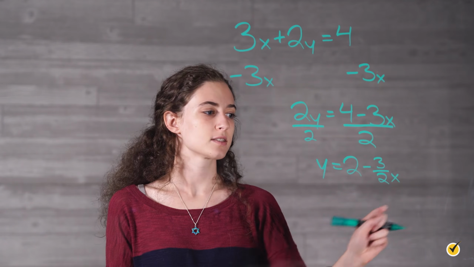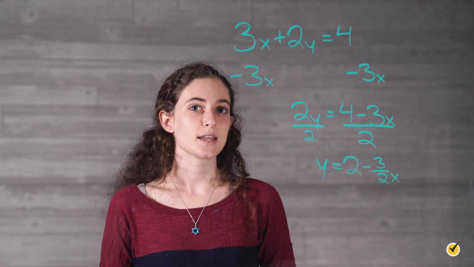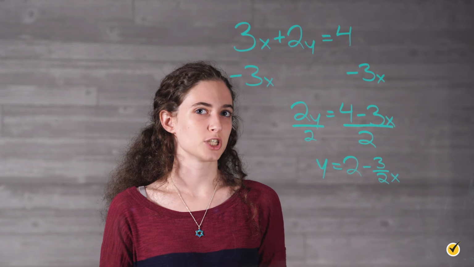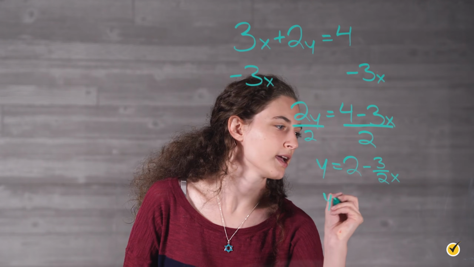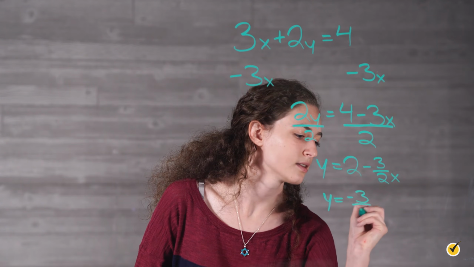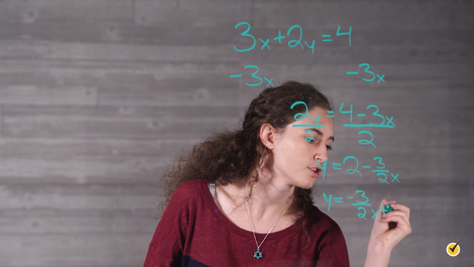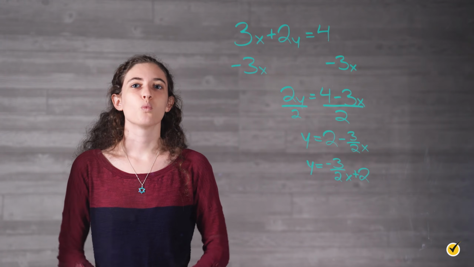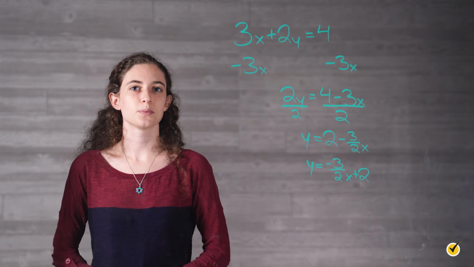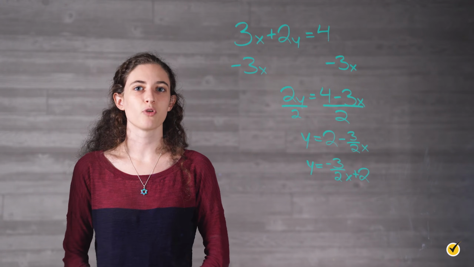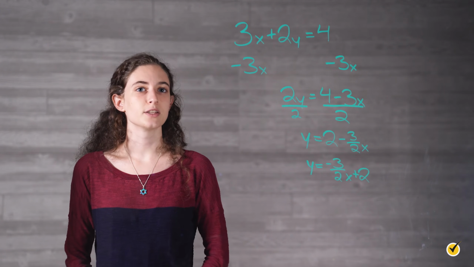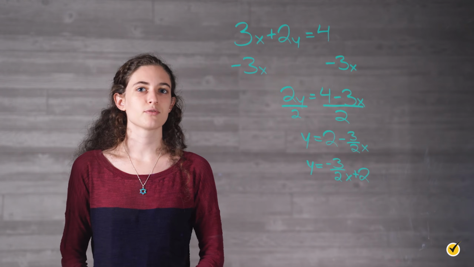We want our x to be in front. Since we're adding, we can flip this without worrying about changing anything. So y equals negative 3 halves x plus 2. The resulting equation y equals negative 3 halves x plus 2 is in slope-intercept form, where the slope of this line is shown as m equals negative 3 halves.